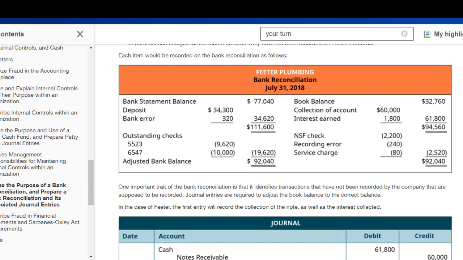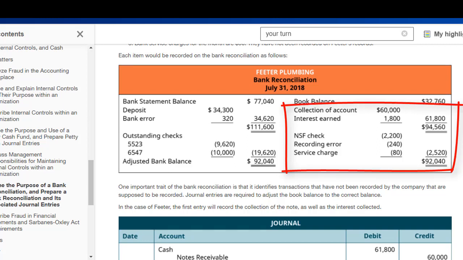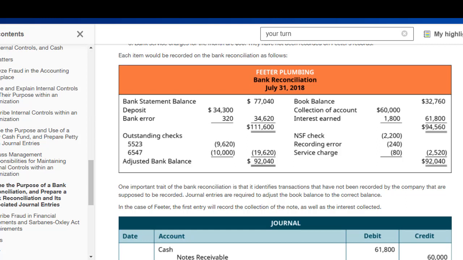And then you say, wait a minute, I thought I only had $32,760 in the bank originally. I was excited when I heard that I have over $77,000 in the bank, but now you're telling me that I actually have $92,000 in the bank? How the heck did that happen? Well, as you can see by this example, you made 5 different errors. The biggest one? Someone paid you $60,000 and the bank got the money, put it into your cash account. You never recorded it at all.